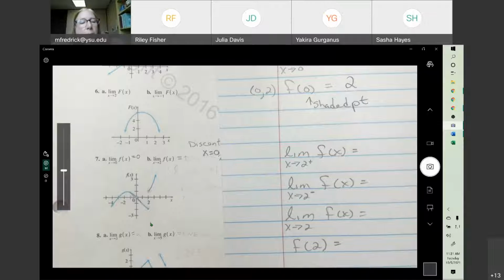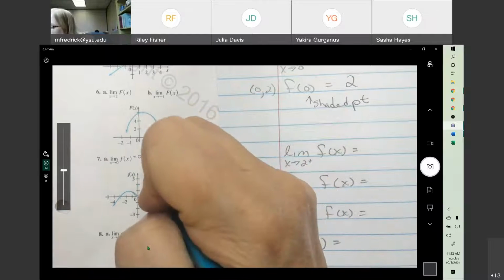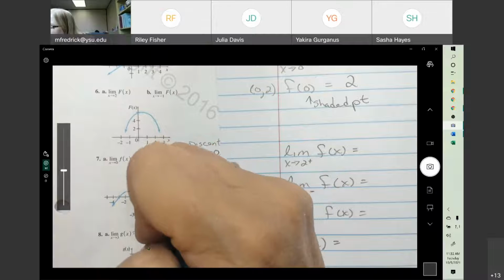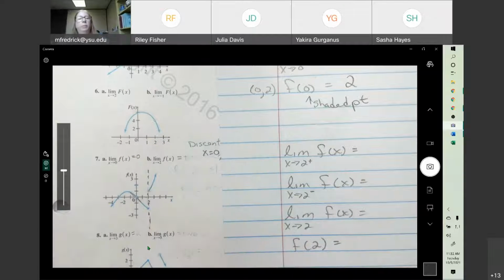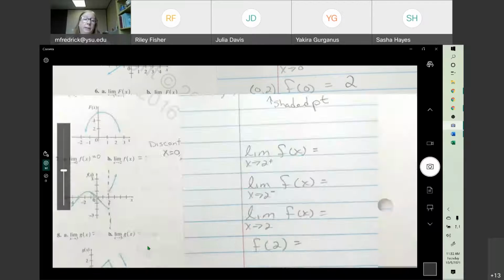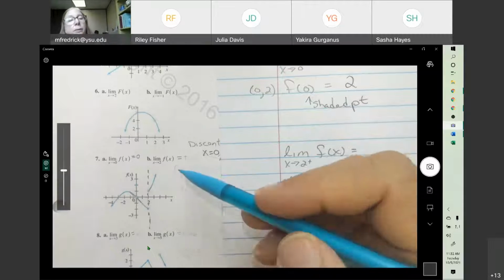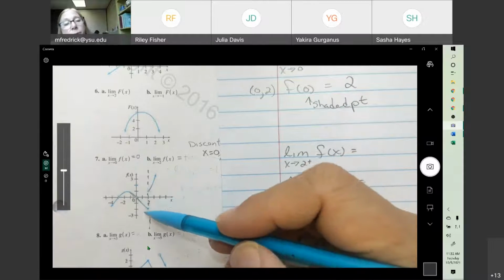Now, if you want, what some students do: this one had a line already drawn on the axis, but if you want to draw a dotted line through it, that way when you're thinking of to the right and the left, you go to the right of the line and the left of the line. It's a little easier to see which line you're using.